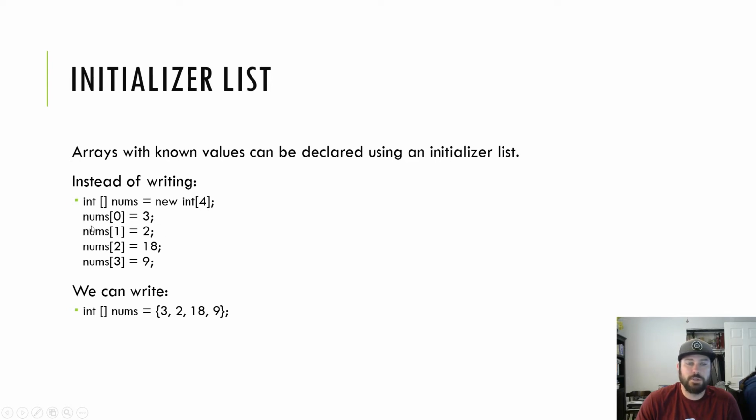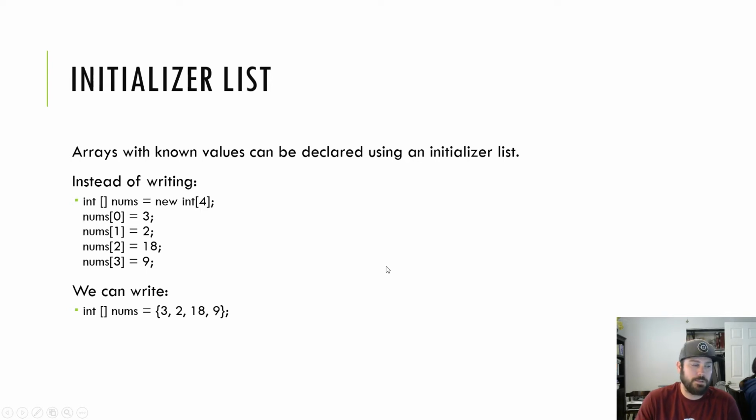Nums at 0 is 3, nums at 1 is 2, nums at 2 is 18, nums at 3 is 9. We can instead use this initializer list, which uses the notation with curly brackets. We just declare our array variable, and then I just state what the elements are: 3, 2, 18, and 9. So you can see the curly brackets are on the outside of the first and the last element, and each element is separated by a comma and a space.